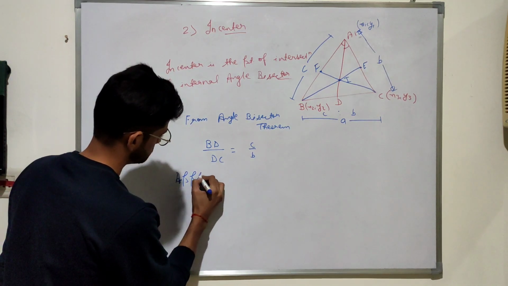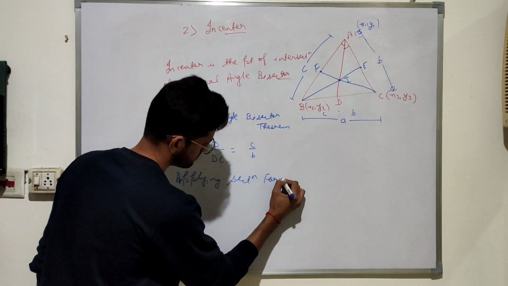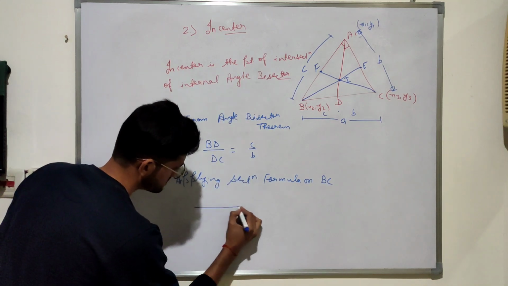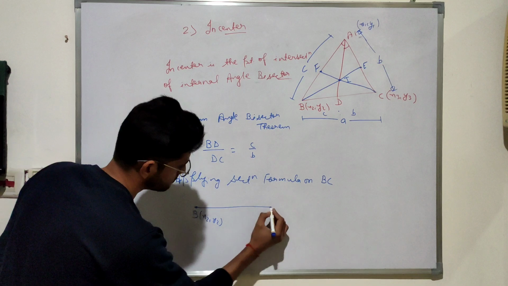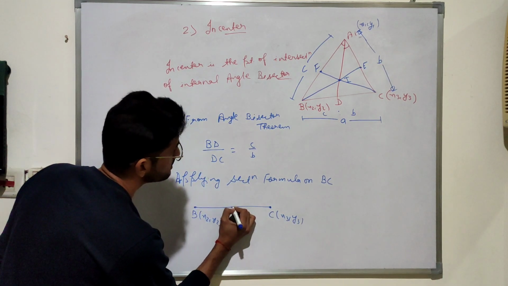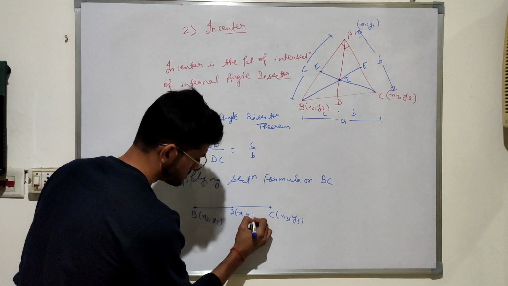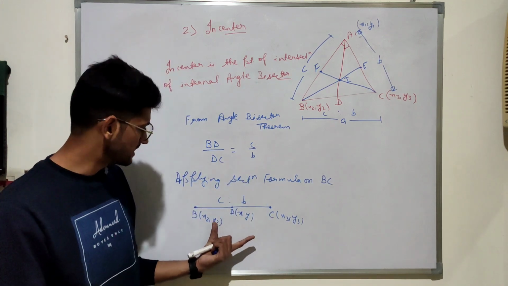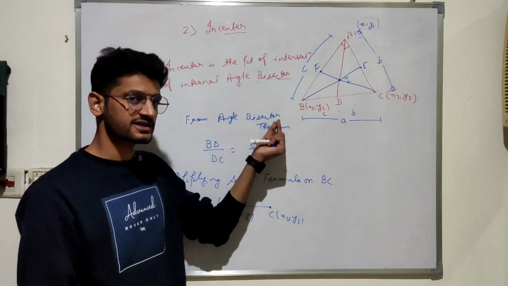Applying the section formula on BC, this is point B with coordinate x2, y2, and point C with coordinate x3, y3, and this is the point D, let's say with coordinate x, y as of now, and we know the ratio c to b. So D is dividing side length BC in the ratio c to b. This we have achieved by using the angle bisector theorem.